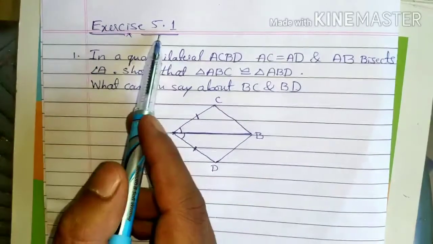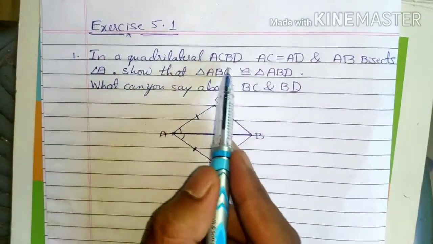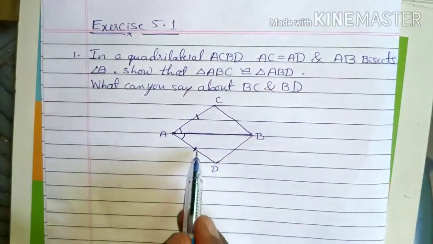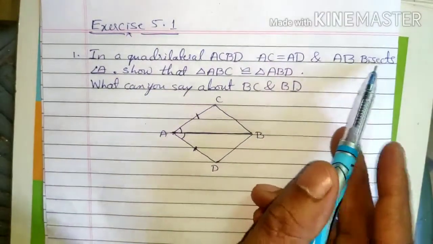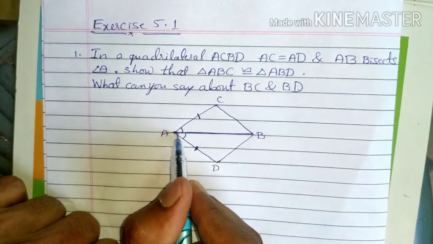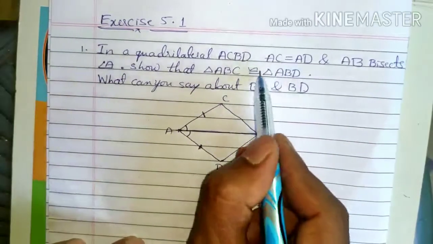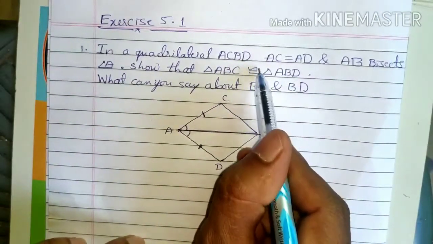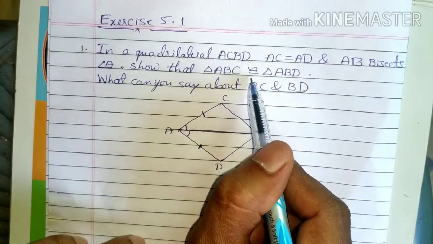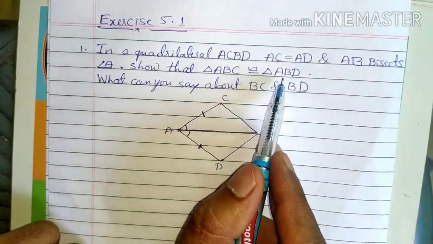Okay, we shall discuss exercise 5.1. The first question is, in a quadrilateral ACBD, AC is equal to AD, so the mark is given here, and AB bisects angle A. Show that triangle ABC is congruent to triangle ABD. This is the symbol which represents that two triangles are congruent, the symbol for congruent triangles. We have to show that triangle ABC is congruent to triangle ABD.